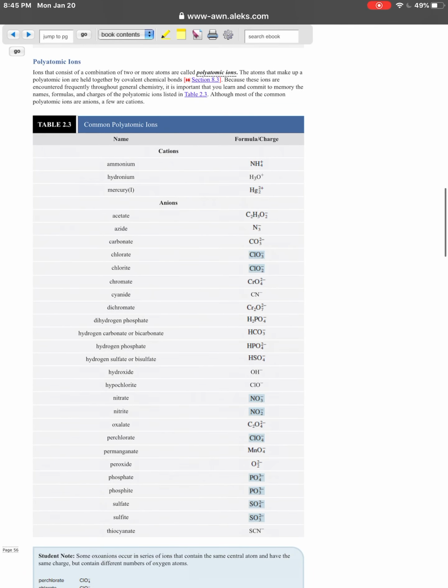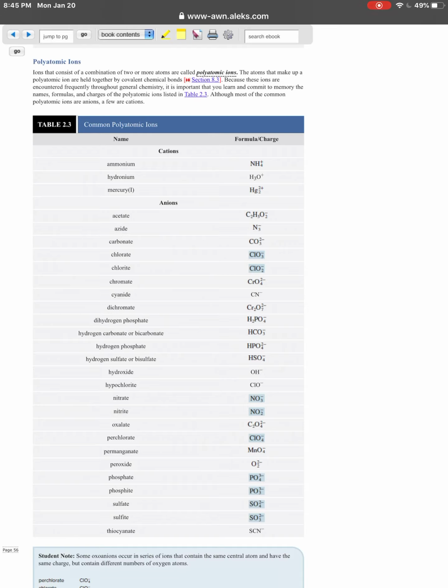Table 2.3 are what are called polyatomic ions. So these are ions that are comprised of more than one atom. So for example, ammonium, NH4+. It's an ion because it's charged. It's a cation because it's positively charged. It's a polyatomic ion because it's more than one atom. These exist in nature.